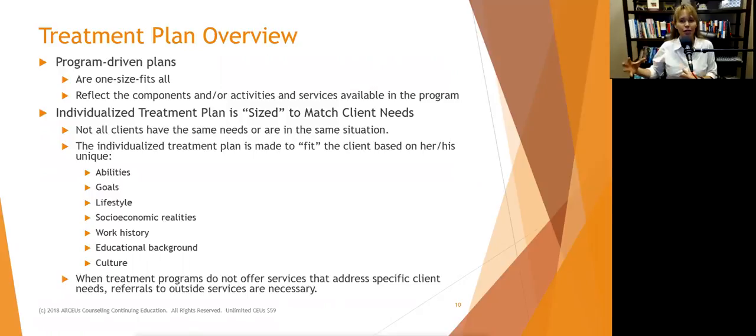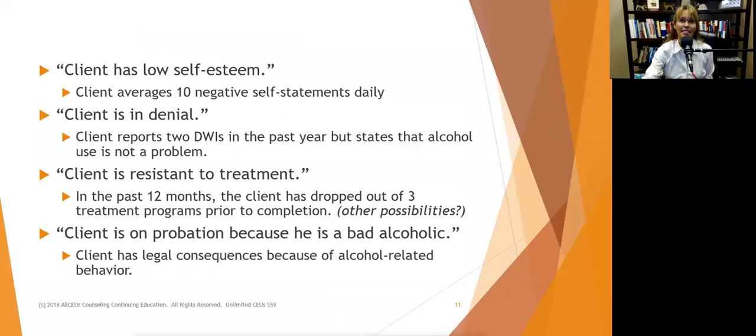Why are you in treatment? What are you hoping to get out of it? When treatment programs don't offer services that address specific client needs, referrals to outside services are necessary. So in that program that I worked in, sometimes we just didn't have the services to meet all the clients' needs. So we needed to refer out to the VA or to other providers. Or that would have been ideal.